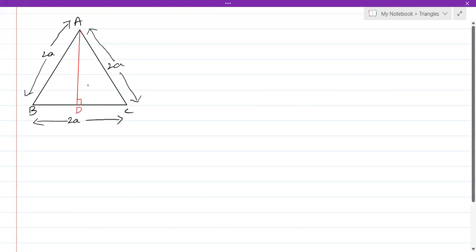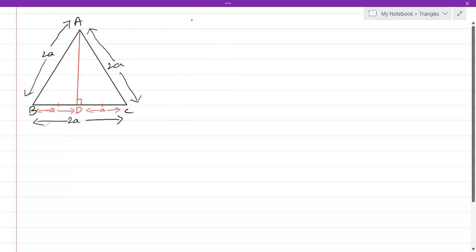Now, only in an equilateral triangle, if you draw an altitude like this, D will become the midpoint. That is, BD and DC values will become equal. In other triangles, this doesn't happen. Only in an equilateral triangle, D will act as the midpoint if you draw an altitude. In other triangles, if you draw the altitude like this, D won't become a midpoint. Remember this, a very important point. So if this is a midpoint, it doesn't become A by 2, it becomes A. 2A is the length, right? So this becomes A and this also becomes A. This happens only in an equilateral triangle.